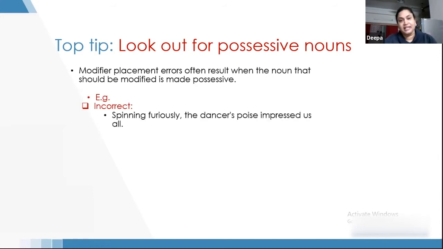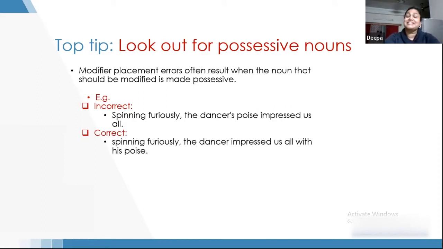Spinning furiously, the dancer's poise impressed us all. What are we talking about? Are we talking about the dancer or are we talking about the poise? The poise is given by the dancer, so therefore we should give more importance to the dancer and not the poise, right? So let's go to the next version.